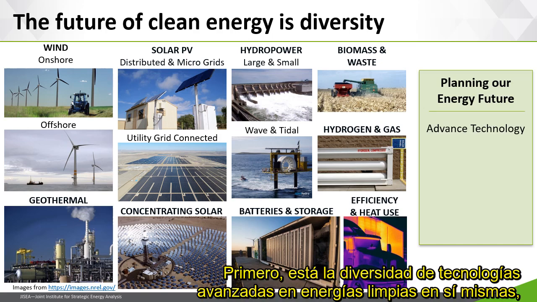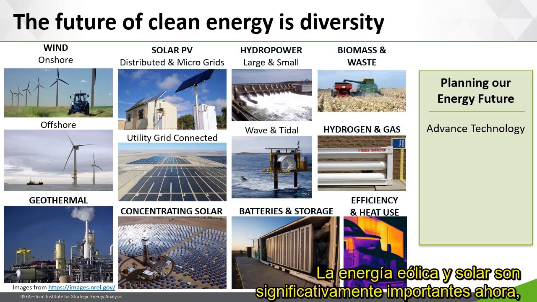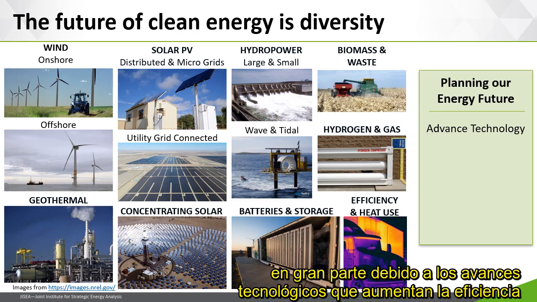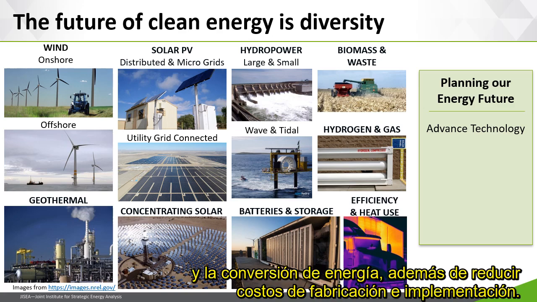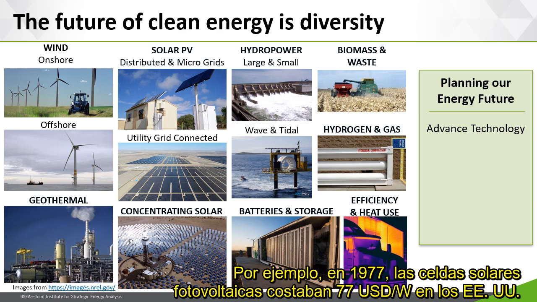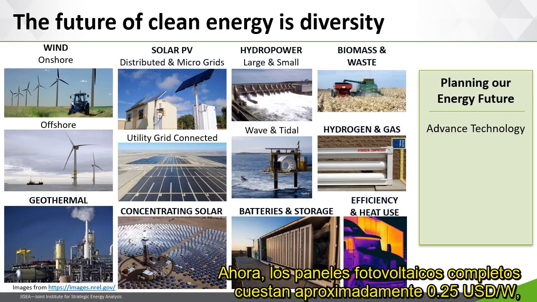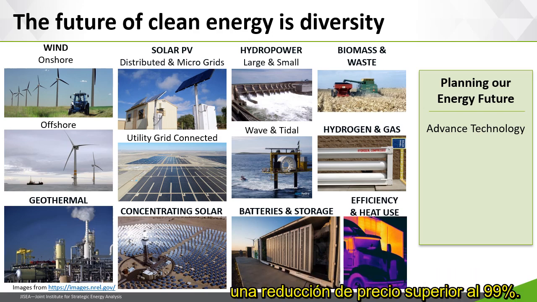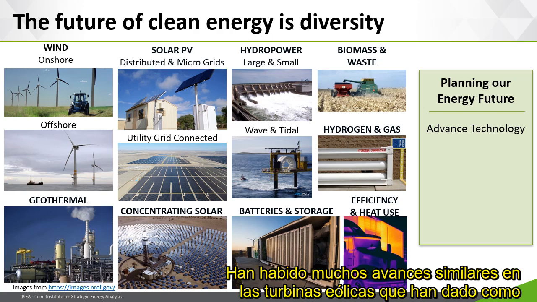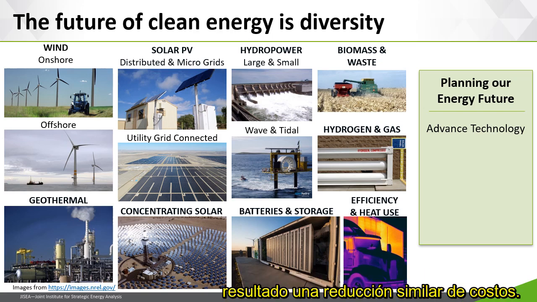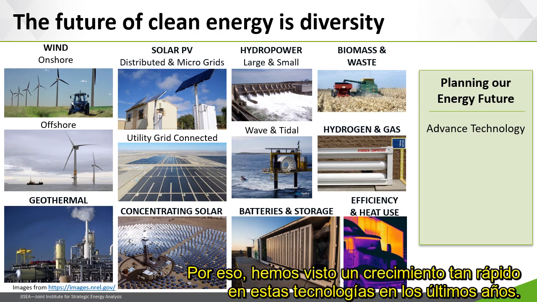First is the diversity of advanced clean energy technologies themselves, illustrated with the photos here. Wind and solar are growing significantly now, largely due to technology advances that increased efficiency in power conversion and reduced cost of manufacturing and deployment. For example, in 1977, solar photovoltaic cells were $77 a watt US. Now, entire PV panels are about a quarter per watt, a greater than 99% price reduction. There have been many similar advances in wind turbines, resulting in similar reduction of costs. So this is why we've seen such a rapid growth in these technologies in recent years.